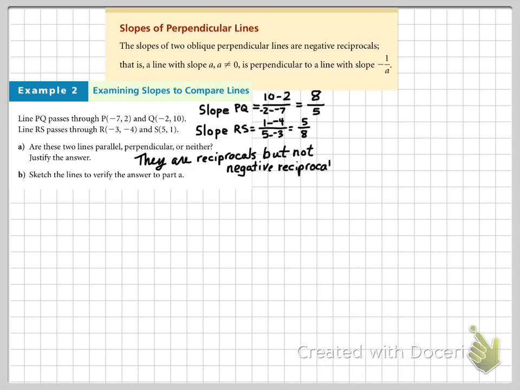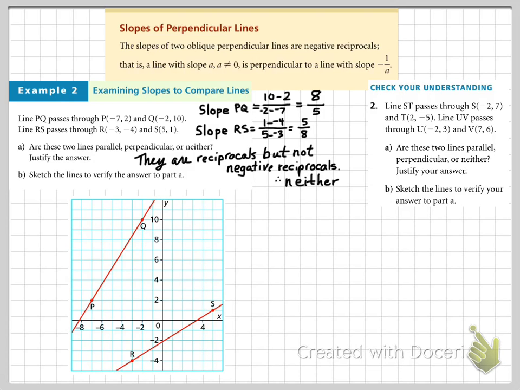Therefore, they are not going to be parallel or perpendicular. If we sketch them, this is what they're going to look like, and you can easily see that they're not perpendicular or parallel. There's question number 2. Work on that before you move on to the next part.